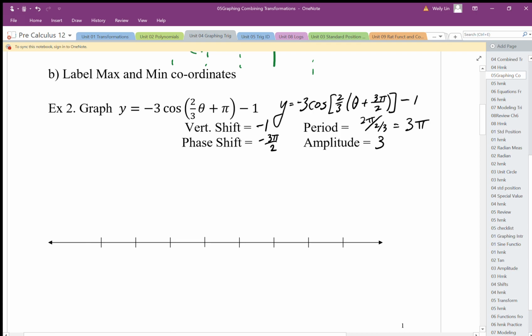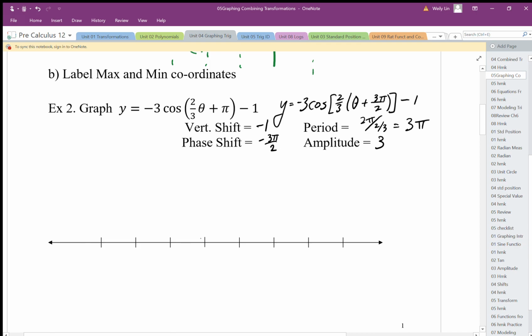And please don't say it's -3, because the amplitude has no direction. Same with the period. Period does not have direction. Okay, so I'm going to establish my points here. The period is 3 pi. My shift is 1.5 pi.